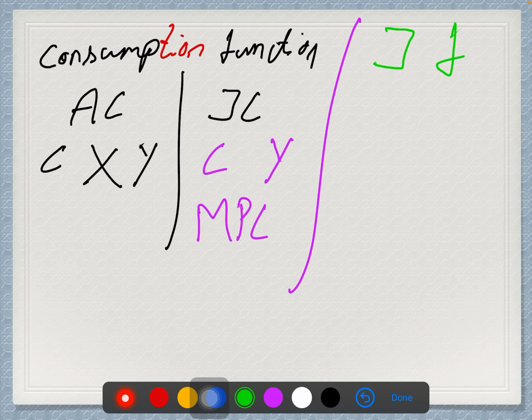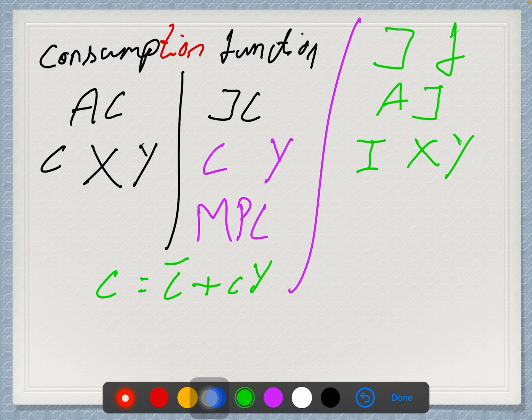In the investment function, we discussed only autonomous investment. The investment which is not dependent on income. If income is there, income is not there, income is zero, income is increasing, it doesn't matter at all. So that is called autonomous investment. For example, the consumption function was C is equal to C bar plus small c into y. The investment function was I is equal to I bar. Whenever we use this bar, that means it is autonomous.